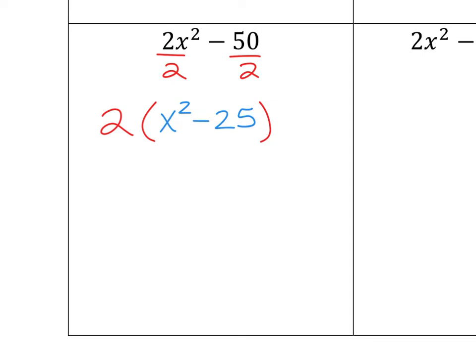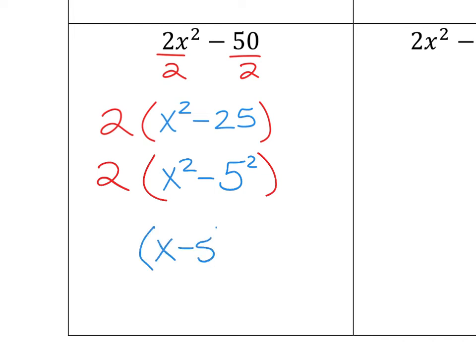Is it? Am I subtracting 2 things? It is. Are they perfect squares? Yeah, it is. So if I rewrote this just so I could see the numbers, this is going to be x squared minus what squared? 25 is 5 squared. Okay, fabulous. So we should know how to factor this. The blue part becomes x minus 5, x plus 5.